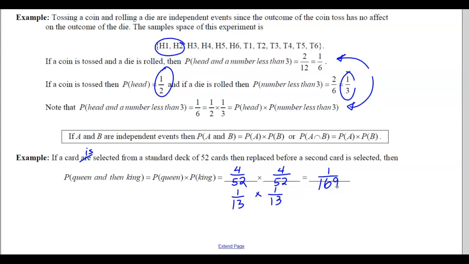Okay. So even though we're dealing with a deck of cards, the actual event of getting a queen and a king are independent. Getting a queen is not going to change getting the king if you replace the cards in the deck.